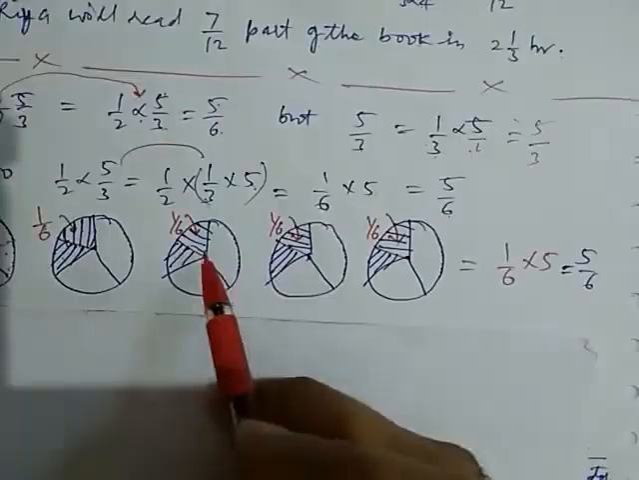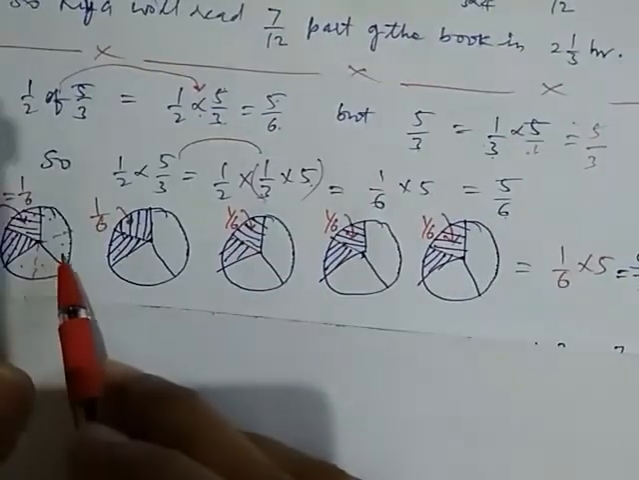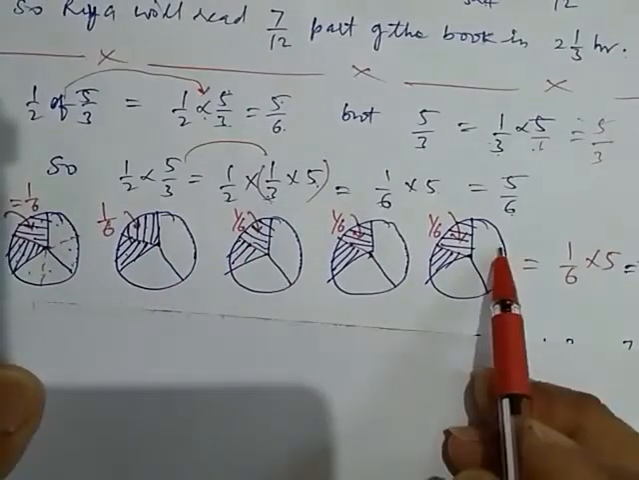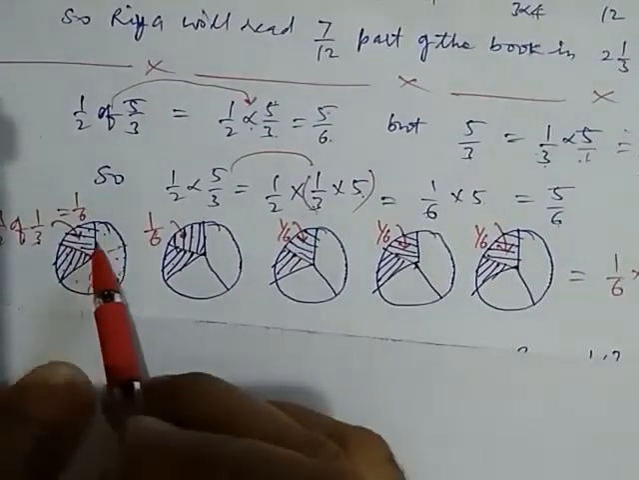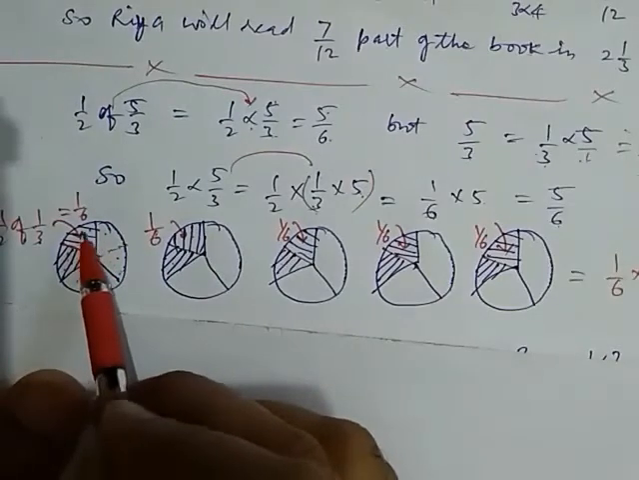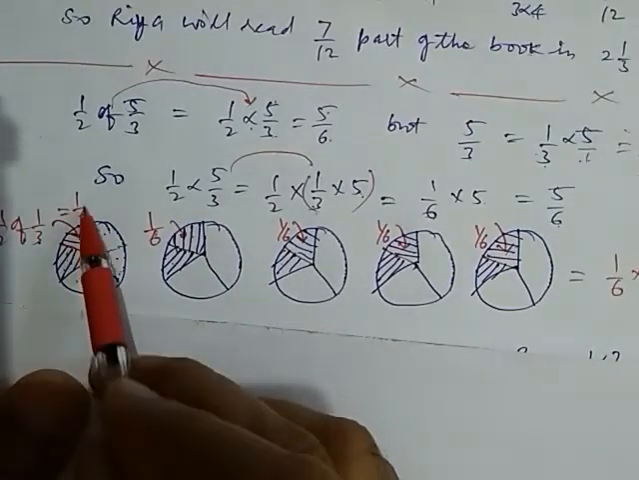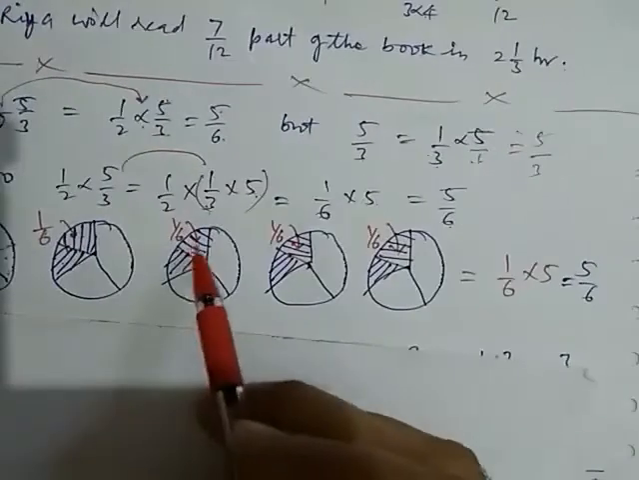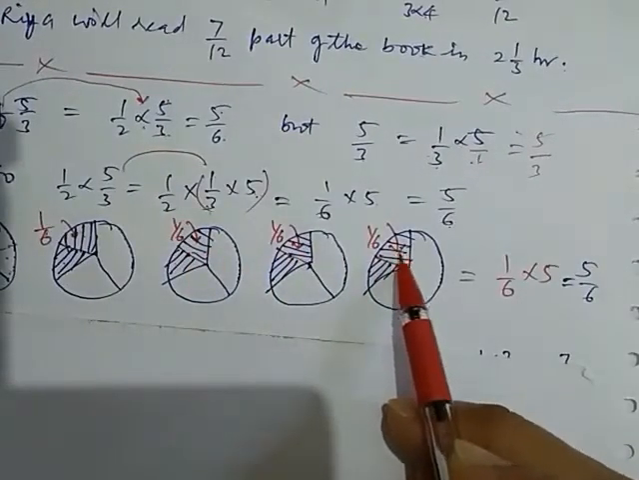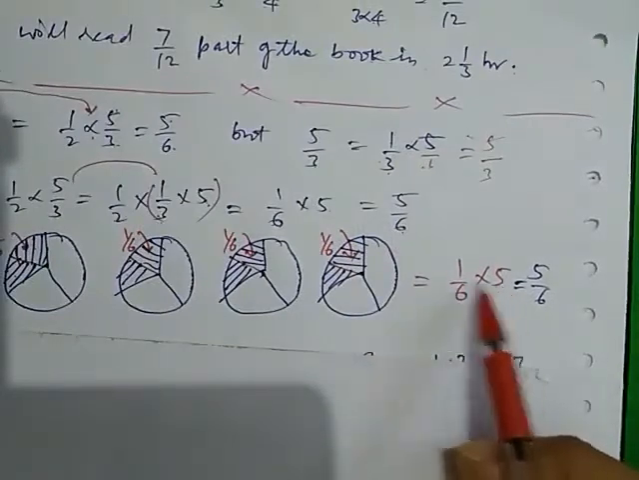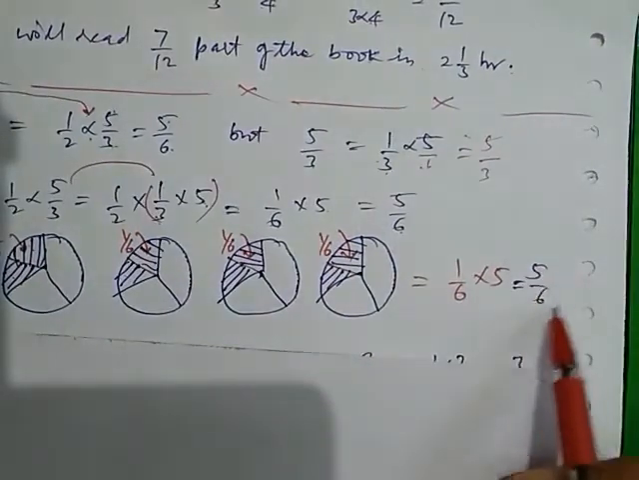Okay. So in this way we draw the 5 figures 1, 2, 3, 4, 5. And what does it mean? If we consider this half of 1/3, it means 1 by 6. This is 1 by 6 and this is 1 by 6. This is 1 by 6. This is 1 by 6. So we consider 5 times 1 by 6. So the value is 5 by 6. Okay.